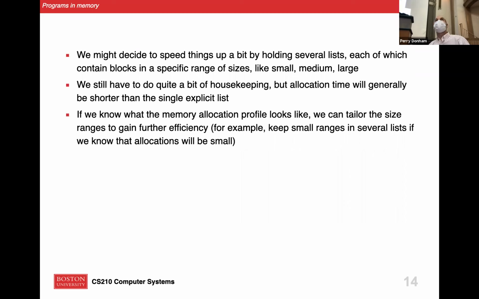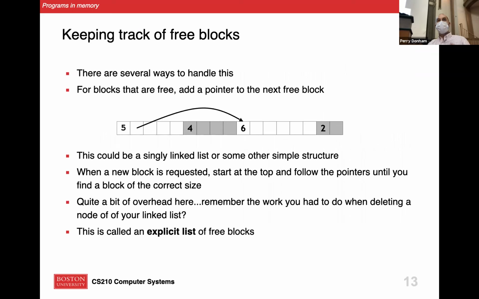I still have to do some housekeeping, but generally I think it'd be faster, right? Because if here I've got one large list, and if I had multiple lists covering the same amount of memory, each of those multiple lists is going to be shorter. So if it's still an order n operation, it's probably order 1 to get into the array of lists, small, medium, large. Probably an order 1 operation to get into the right list. And then it's still order n in that list, but n is smaller than if I had just one giant list. So it's going to certainly speed stuff up for me.